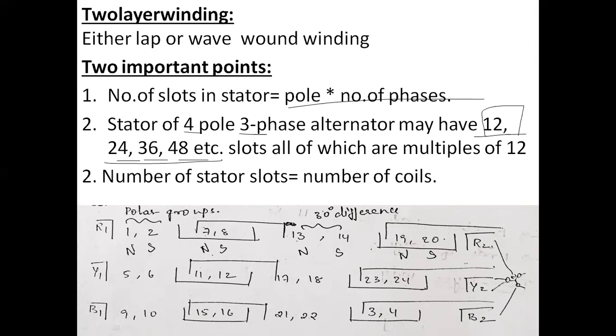Next, second point: the number of stator slots will be equal to the number of coils. Okay, the number of stator coils will be equal to the number of slots. So I can explain this in the diagram. See here, each slot contains 2 sides of the coil, right? Here the coil will be like this.